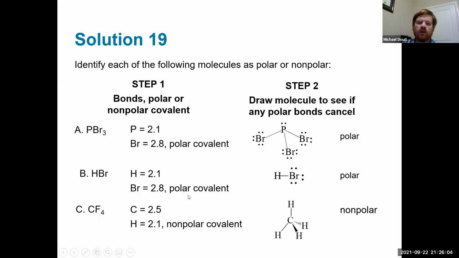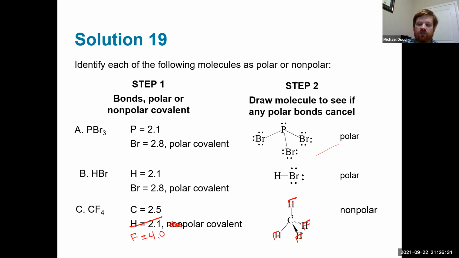Okay, finally, we've got CF4. Oh, wow. Okay, so this is, hold on. So imagine these are F's here. Sorry about that. I got to fix that. Now, in this case, so rather than that, we get F equals 4.0. That's at least easy to do. Now the difference in electronegativity is 1.5. So these are polar covalent bonds.